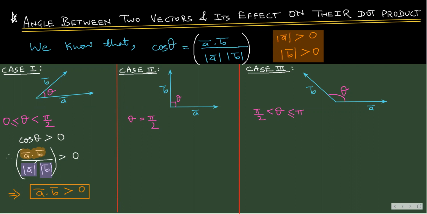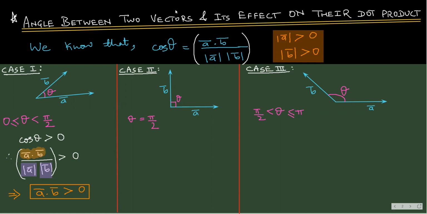But I know that denominators are always greater than 0. So if the denominators are always greater than 0, in order for this whole thing to become greater than 0, that is positive, the numerator has to be positive. If this numerator is positive, then only we will get the whole ratio as positive. So this is my conclusion that a bar dot b bar is positive, that is greater than 0.